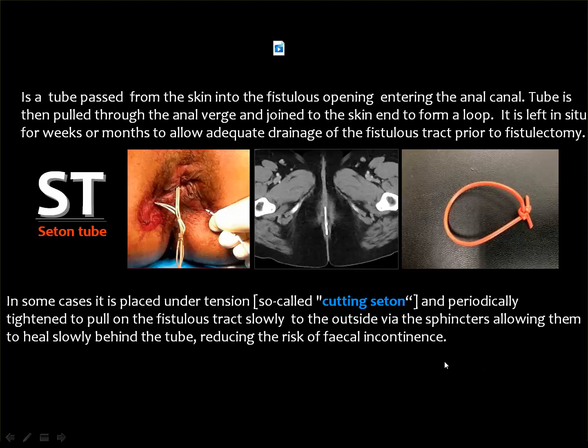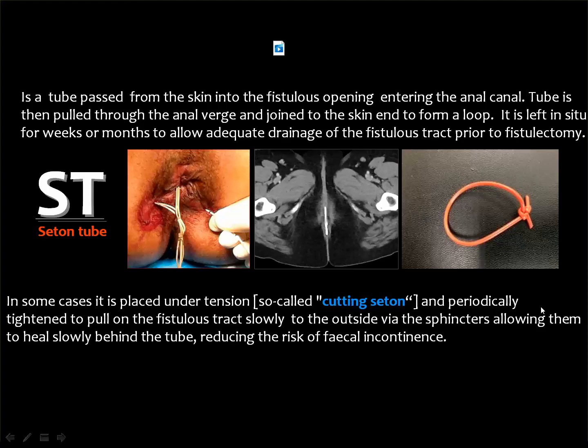Then the problem is now more complicated. So it is better to keep the external opening of the fistula open until you decide what to do for the patient. And also this seton tube may be used for the treatment of some of the fistulae, and at that time it is called the cutting seton.